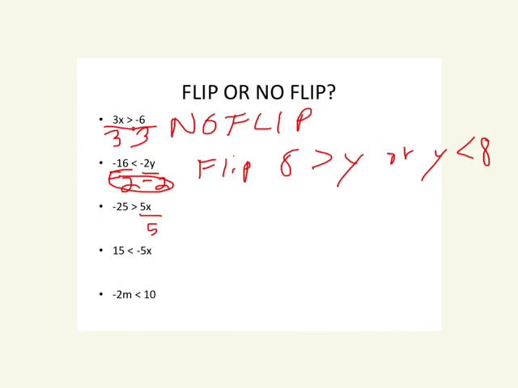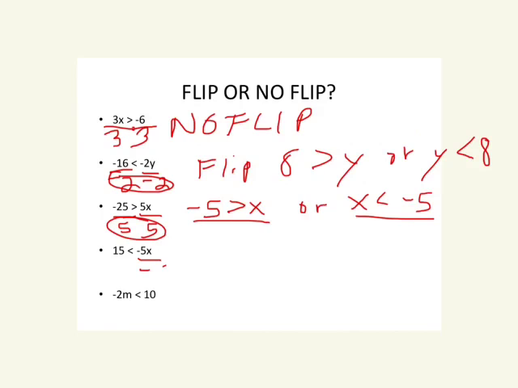Here, divide both sides by 5. Again, since I'm dividing by a positive number, I do not flip the sign, so I get negative 5 is greater than x. Or when I rewrite it, x is less than negative 5. Now understand that when I rewrite it here and here, that's not the type of flip that we're talking about. The only time we're talking about the flip is when we're dividing by a negative.